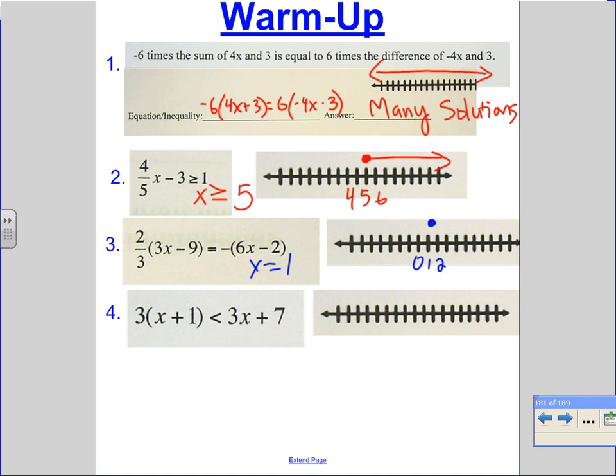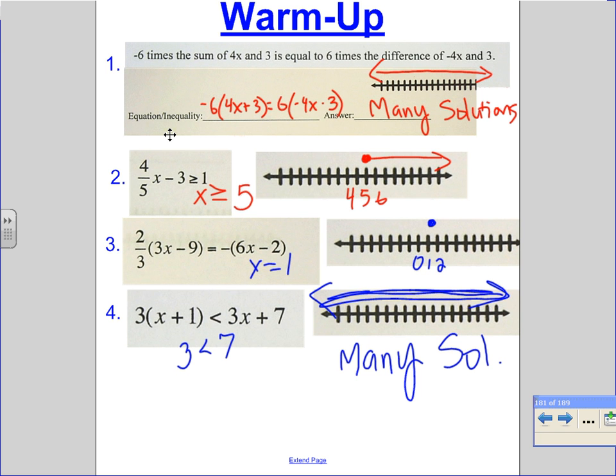Okay, number 4, Briar, what did you get for the answer? Is 3 less than 7? Okay, so it's true. So what should you put? If it's true, what's that called? Begins with an M. Good. So, Briar, what should the graph look like if it's many solutions? Good.